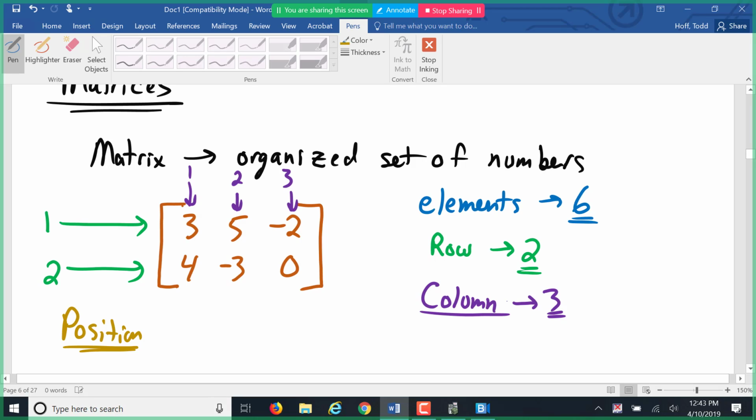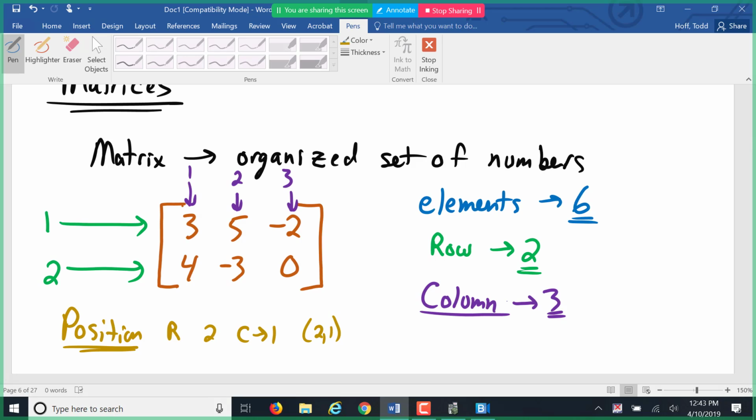If I want to find the position in a matrix, I might have row 2, column 1, or often we'll list it using just an ordered pair like that. The element in position 2, 1, that's row 2, column 1. What number would that be in that position 2, 1? 4. The 4. Very good. So 4 is the number in that position.